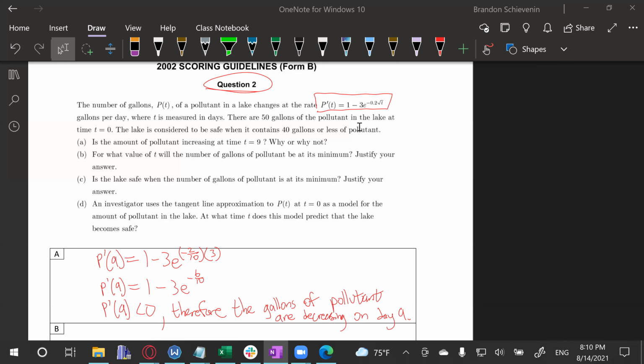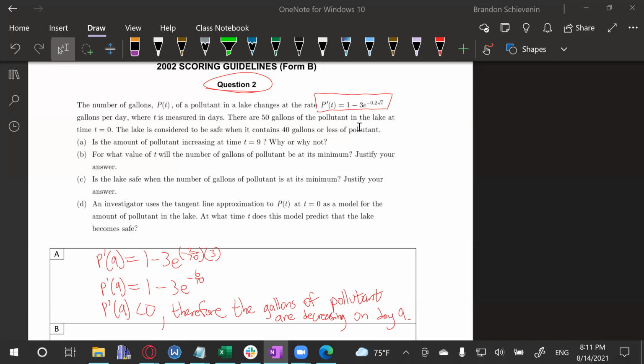Okay, for part B, I want to know for what value of t will the number of gallons of pollutant be at its minimum value, and then justify your answer. I'm going to look to chat in B. If I want to figure out what time the pollutant will be at a minimum value, what do I need to do? Integrate. So if I integrate, we'll get the total amount of pollutant. But in order to figure out whether the amount of pollutant is at a minimum, we'll actually need to work with a derivative.